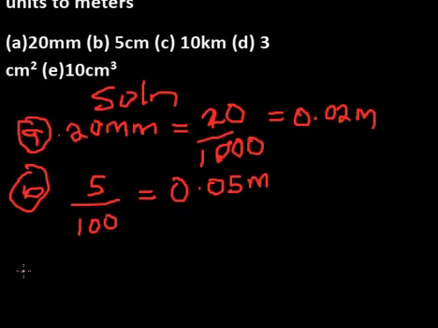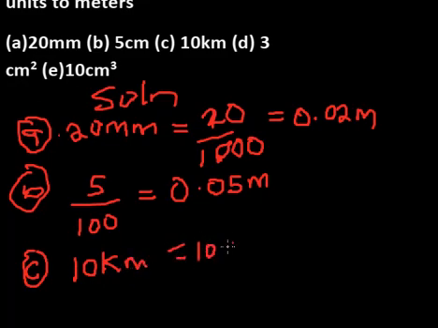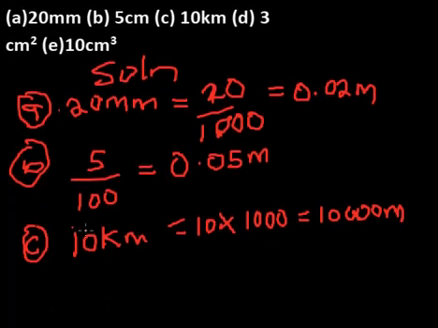Then of course C, kilo is a multiple and you're multiplying by 1000. So 10 kilometer, if you want to convert it, is 10 times 1000, which of course is 10,000. So 10 kilometers is 10,000 meter. Then of course we now have cm square, 3 cm square.